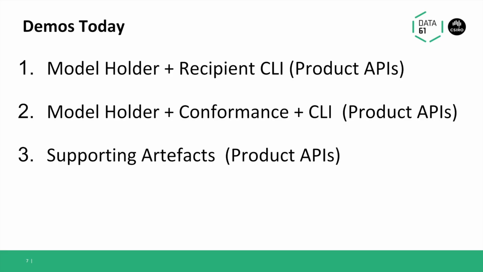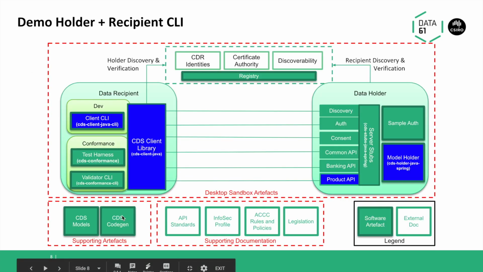Today, I'm going to focus on the product API's functionality, as this is intended to be the first deliverable from the Big Four banks. I'll be showing a model holder with recipient CLI, a model holder with conformance, and the supporting artifacts that enable these components. Firstly, a demo holder which uses a CDS client library and the client CLI to consume the product API.